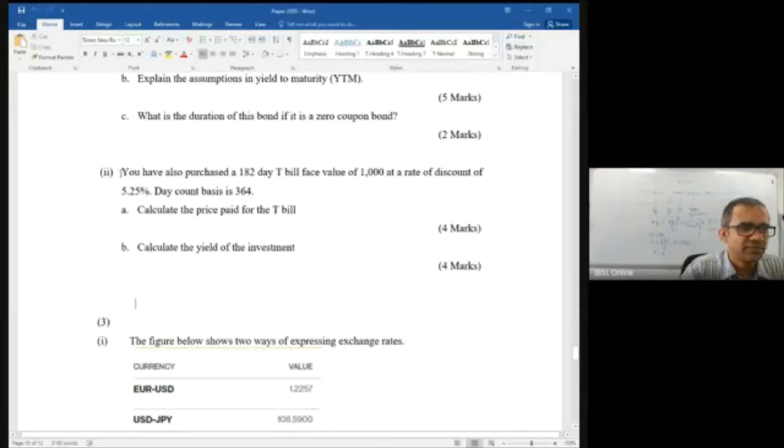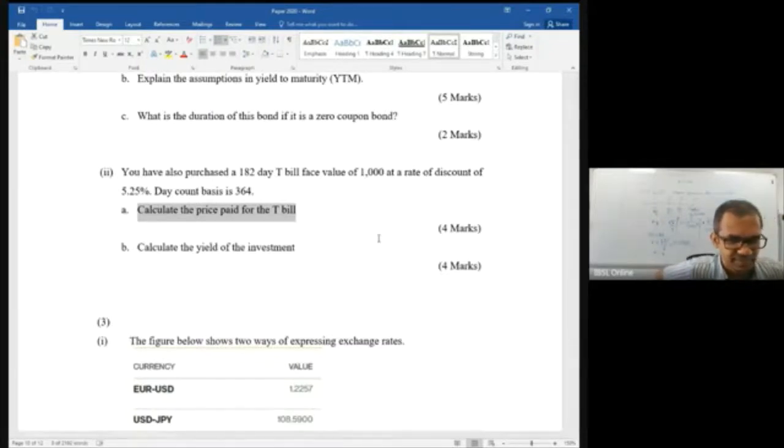The second part: you have also purchased a 182-day treasury bill, face value of 1000, at a rate of discount of 5.25. Day count basis is 364. Calculate the price paid for the treasury bill. Can you do that? It is a bill calculation. Part A is basically bond calculation. Part B is bill calculation.